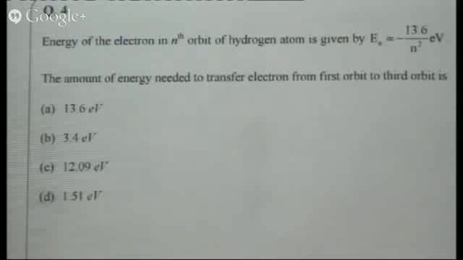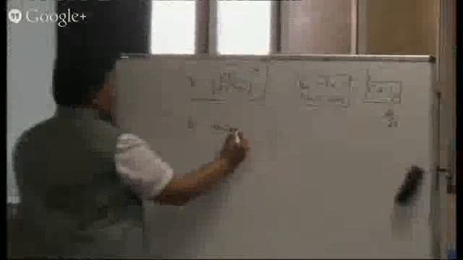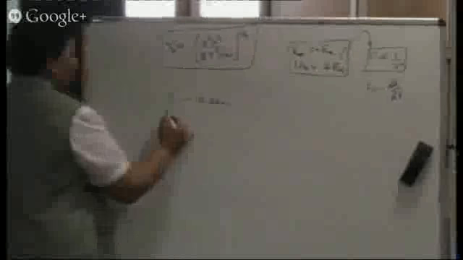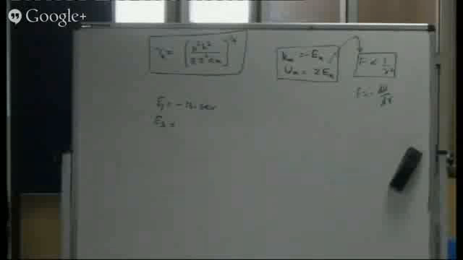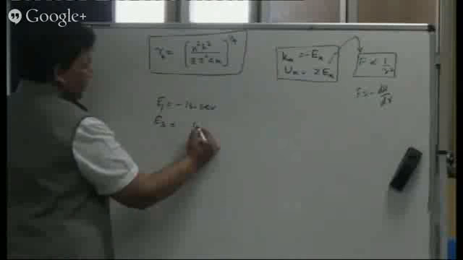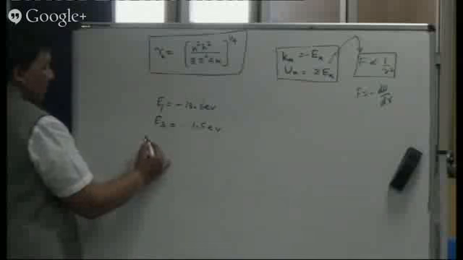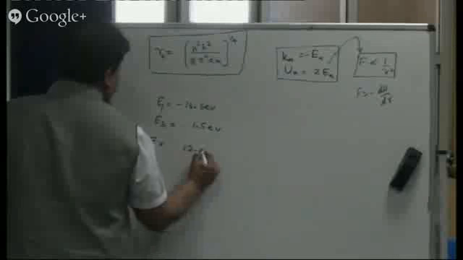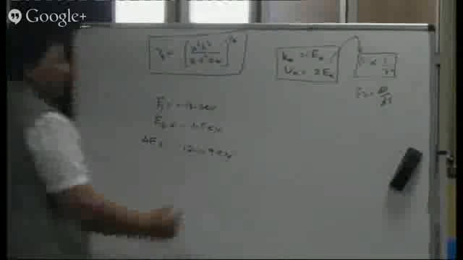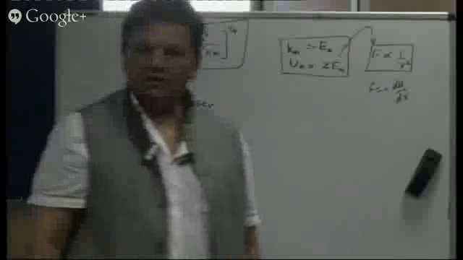You say C. Tejaswani says the answer is C. Okay, how did you get it, Tejaswani? What is E1? Yes. And what is E3 equal to? What is it? 1.5 electron volts. And we need the difference. And the correct answer is 12.09 electron volts. Perfect. Next question.